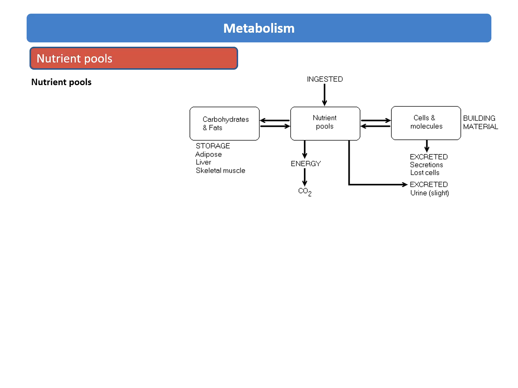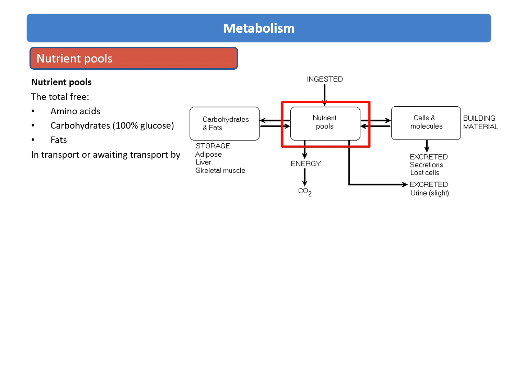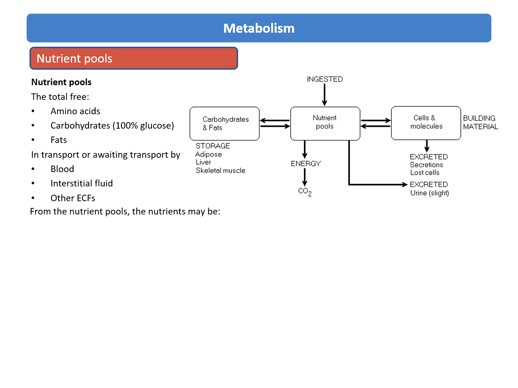Nutrient pools refer to the total free nutrients in the body, including amino acids, carbohydrates, which are in the form of glucose, and fats. They're in transport or waiting transport in the blood, interstitial fluid, and other extracellular fluids. Remember, the interstitial fluid is quite large, three times as much interstitial fluid as blood exists.